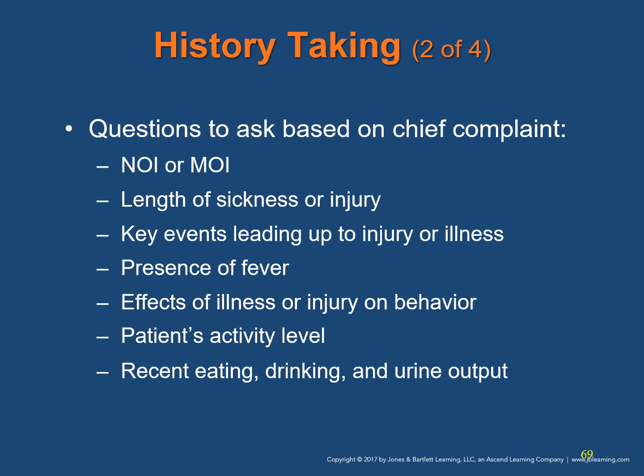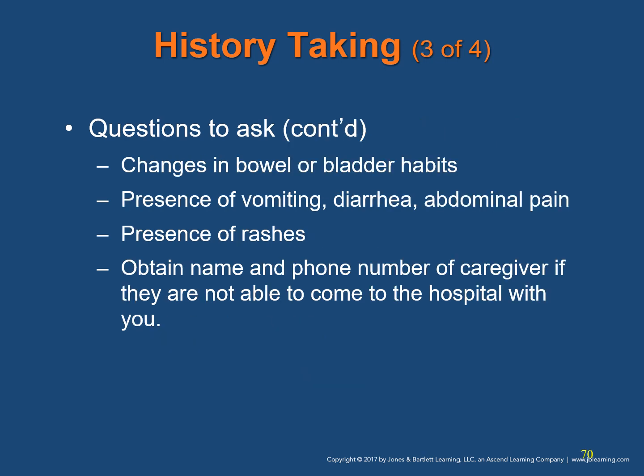When interviewing the patient/caregiver or older child about the chief complaint, obtain the following: NOI or MOI, how long the pediatric patient has been sick or injured, the key events leading to the injury or illness, presence of fever, effects of the illness or injury on the pediatric patient's behavior, pediatric patient's activity level, recent eating, drinking, or urine output. Change in bowel or bladder habits, presence of vomiting, diarrhea, abdominal pain, presence of rashes. Obtain name and phone number of the caregiver if they are not able to come to the hospital with you.